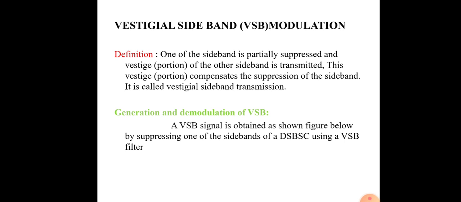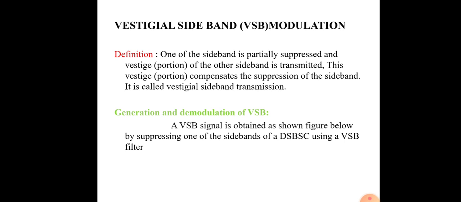We must know what is meant by generation of VSBSC and demodulation of VSBSC. Generation means modulation, how to generate the VSB signal, and demodulation means from the VSB modulated signal we have to get the message signal. The main thing to understand is that the input of the demodulator is the VSB signal and the output of the demodulator is the original message signal.